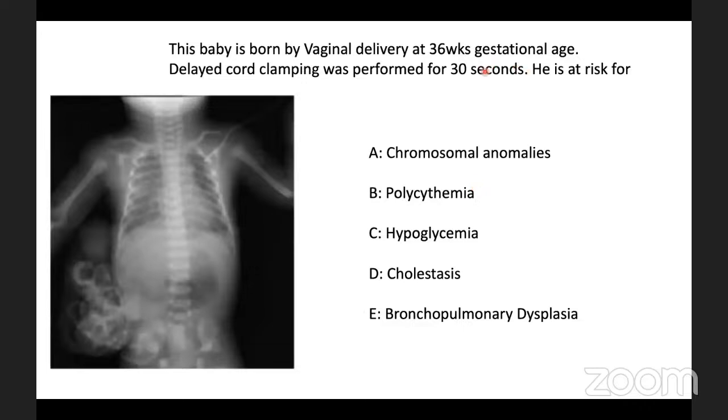This baby is born by vaginal delivery at 36 weeks of gestational age. Delayed cord clamping was performed for 30 seconds. What do you think this baby is at risk for? A, chromosomal anomalies, B, polycythemia, C, hypoglycemia, D, cholestasis, and finally E, bronchopulmonary dysplasia.